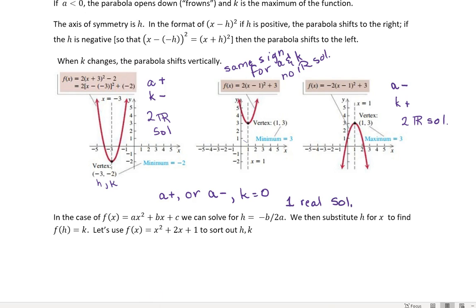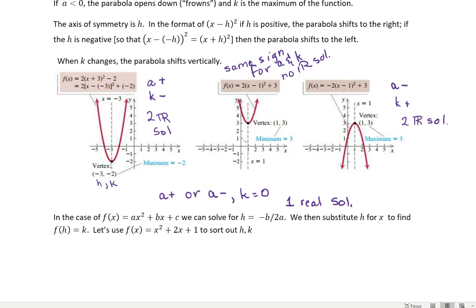Okay, and I should probably just erase that little paren right there. Regardless of whether it's a plus or a minus, the a stops mattering when you have the k equal to 0, as long as the a isn't 0. If your k is equal to 0, you have one solution because your parabola is just touching your x-axis. All right, so hopefully this is a little helpful.